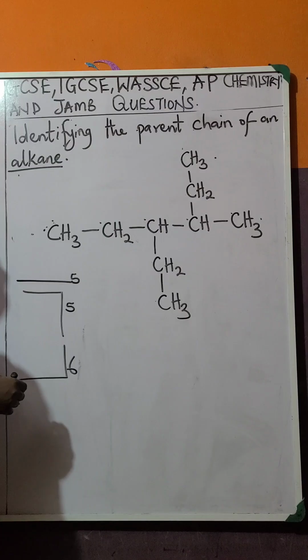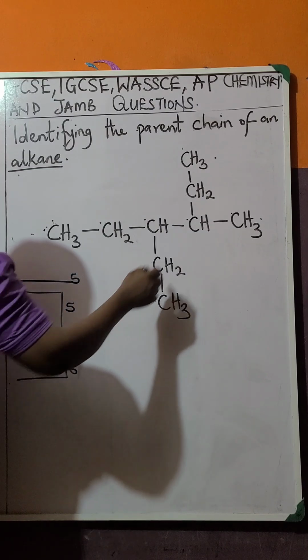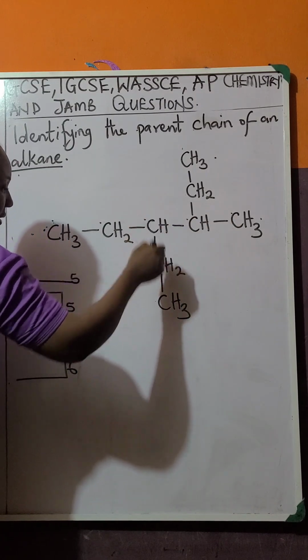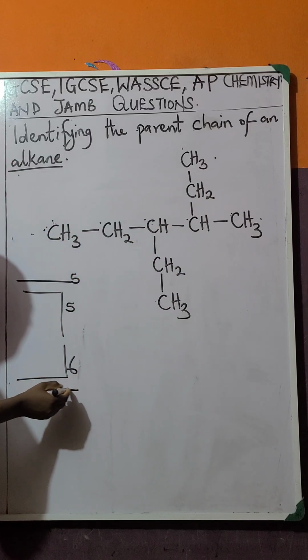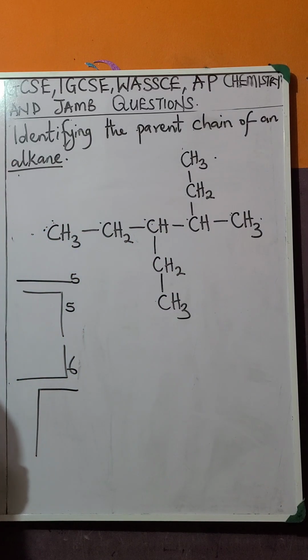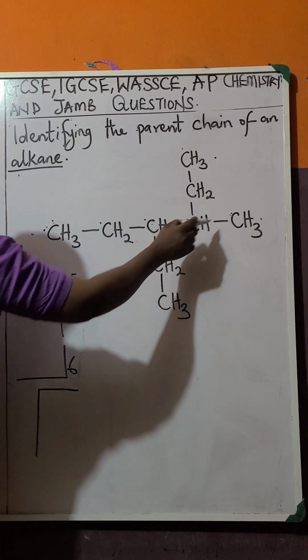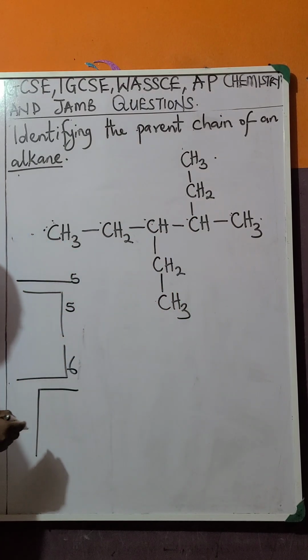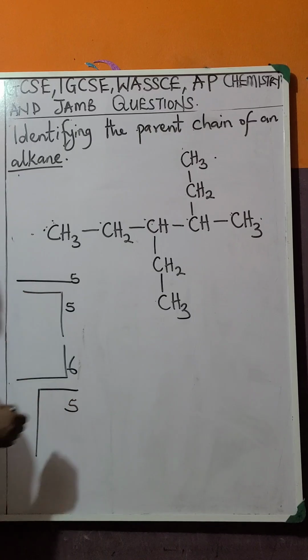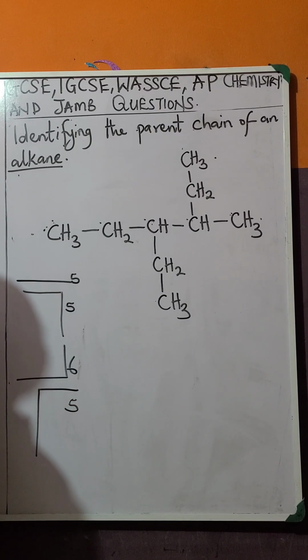6 carbons. What other shape can I see? I can see from here down. Let me take it. How many carbons? 1, 2, 3, 4, 5. So here I have 5 carbon atoms.